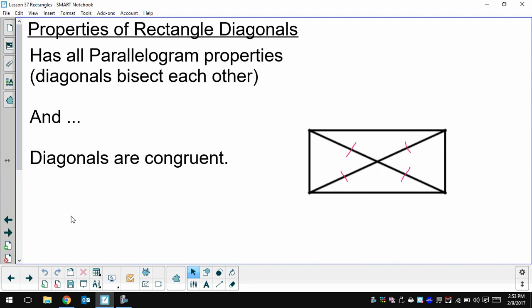The diagonals still share the same properties as a parallelogram. They cut each other in half. And more specifically in a rectangle, those diagonals are congruent to each other. So the whole diagonals are equal to each other.